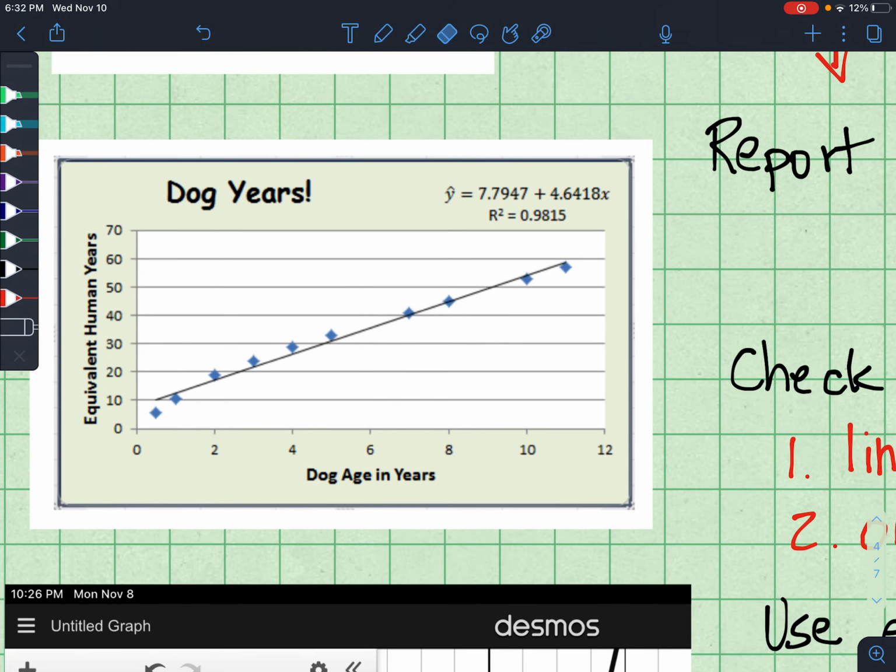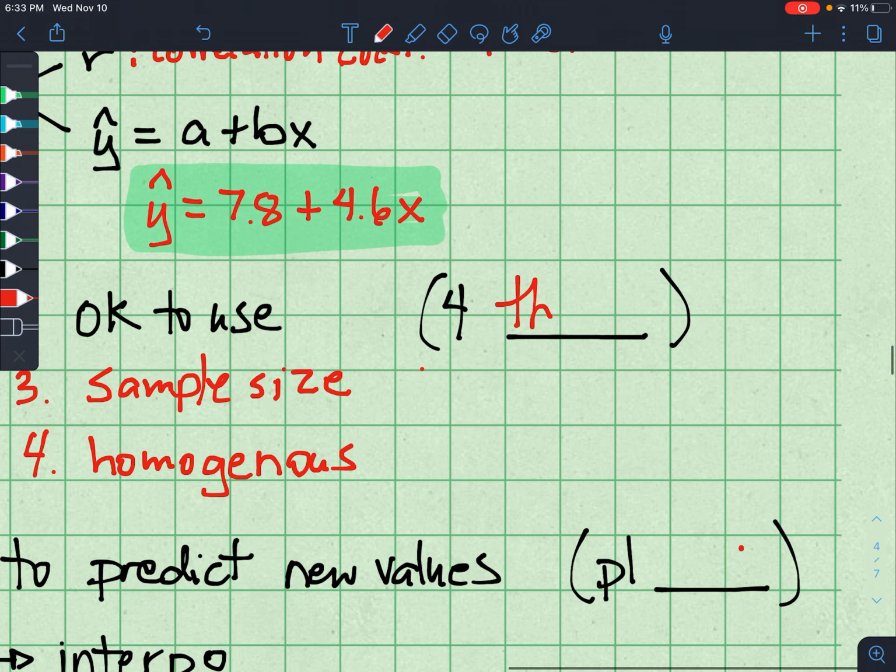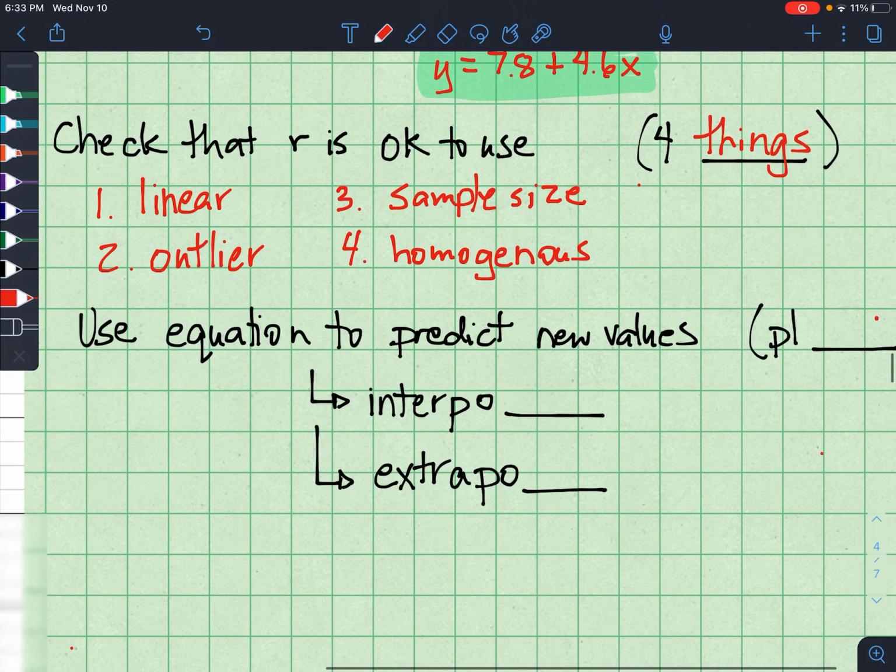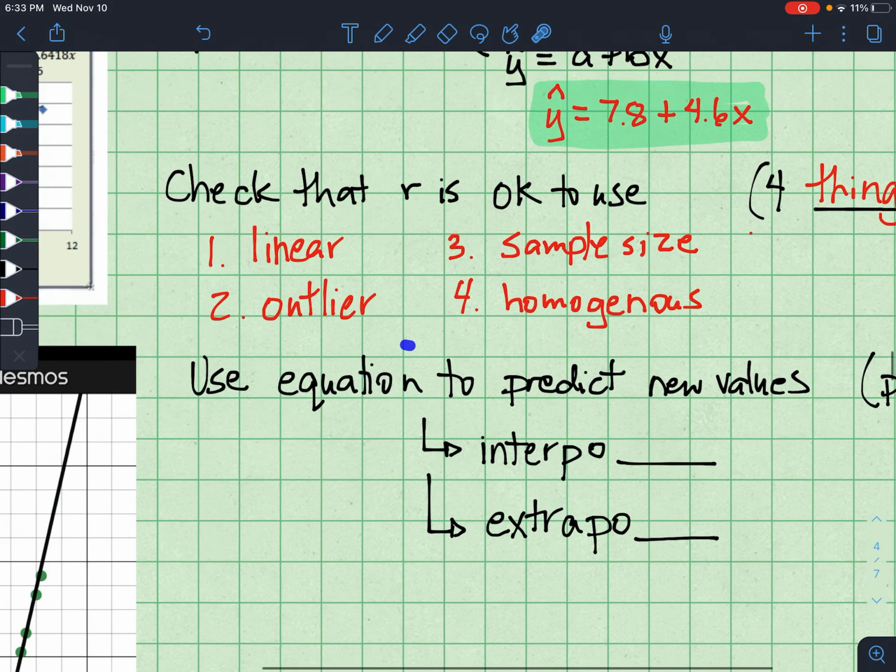Don't forget about the last thing, and that is make sure your variables are not homogeneous. Maybe that's how I should be pronouncing it, not too sure. Anyways, so check those 4 things before you start using the equation. After all, this is why we build an equation, so that we can use it to predict new values. You say, what new values do we need to predict?